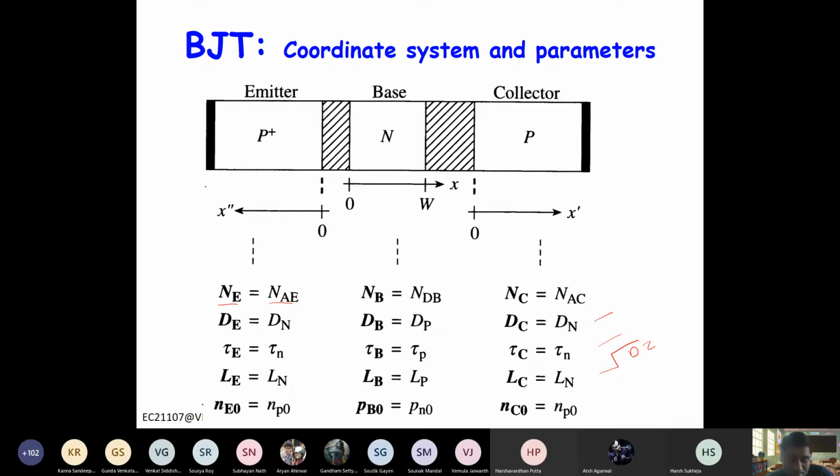And the minority carrier concentration: Ne0 will be n in the P type emitter, right? Similarly, Pb0 will be the hole concentration in the N type base, and Np0 will be the electron concentration in the collector. So there's Nc0. So just remember these things: the doping, diffusion coefficient, lifetime, diffusion length, and the minority carrier concentration.